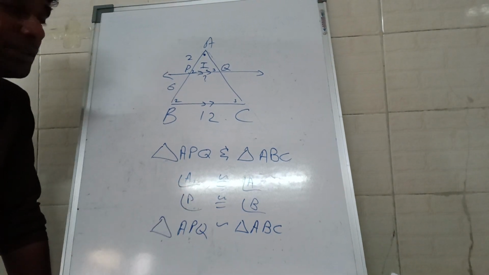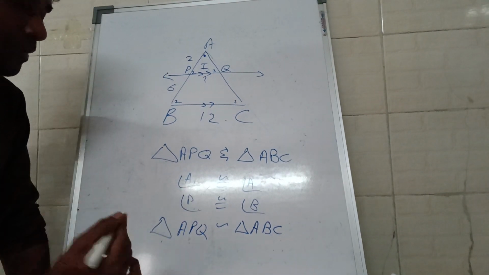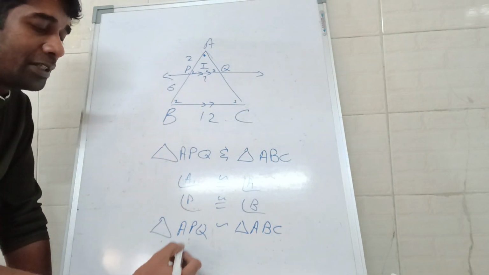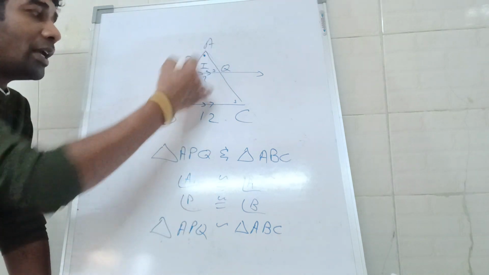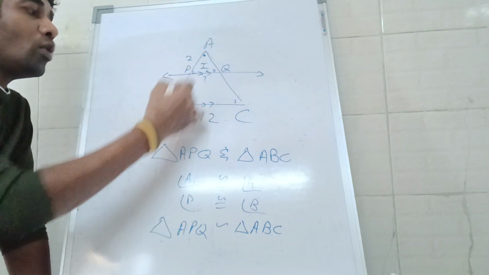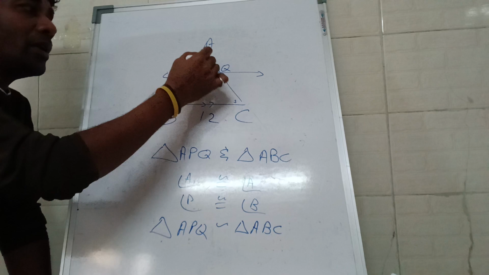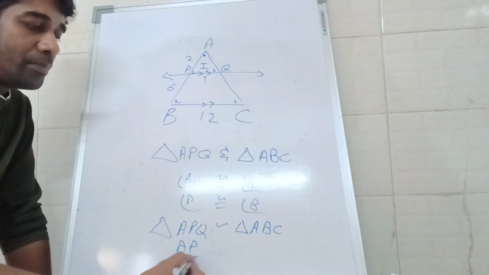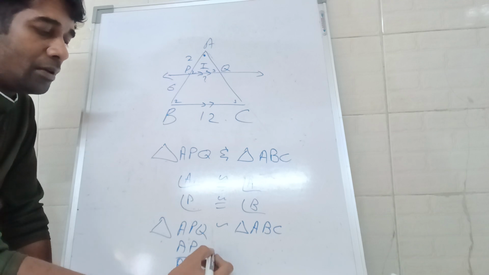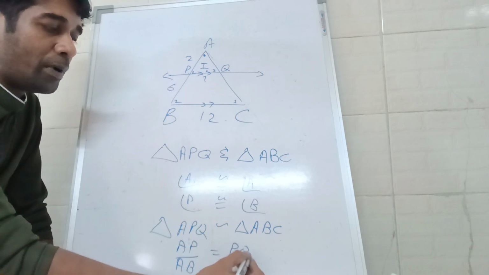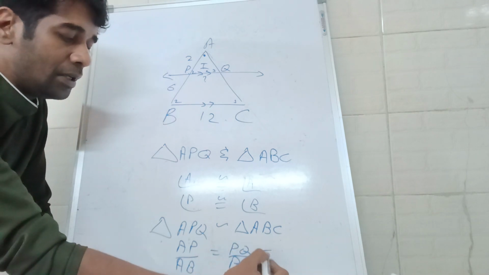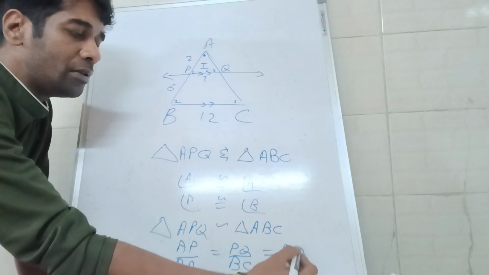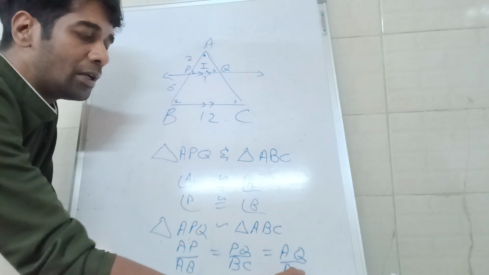When I get this test, now I will get the corresponding sides, which states AP upon AB is equal to what? PQ upon BC equals AQ upon AC. AP upon AB is equal to PQ upon BC, equals AQ upon AC.